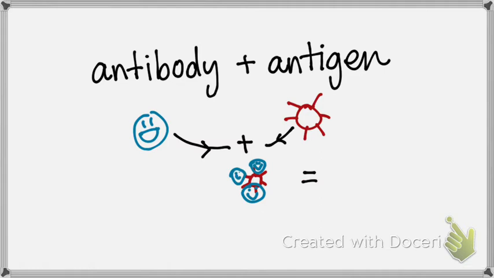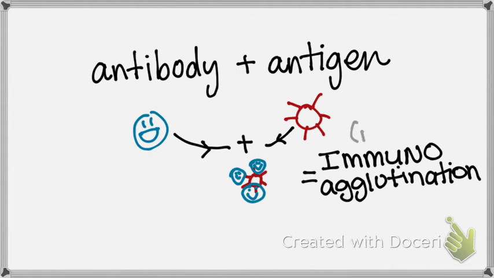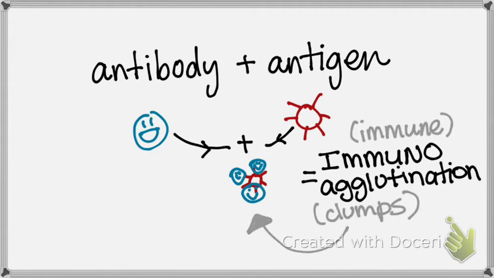So what happens when an antibody and an antigen clump together? Well, this is called immunoagglutination. This is a long, fancy word. Immuno means immune, like immune system, which is when your body defends against stuff. And agglutination is just a long way of saying clumps.